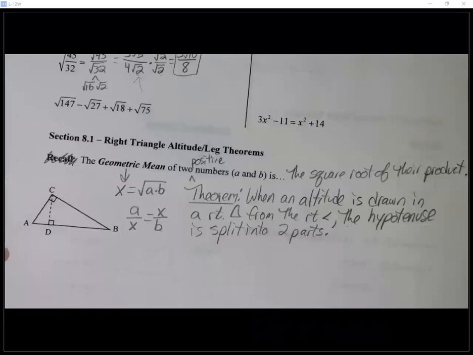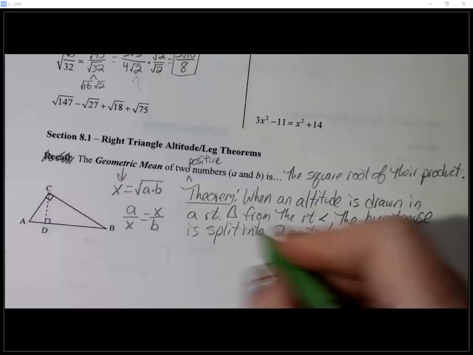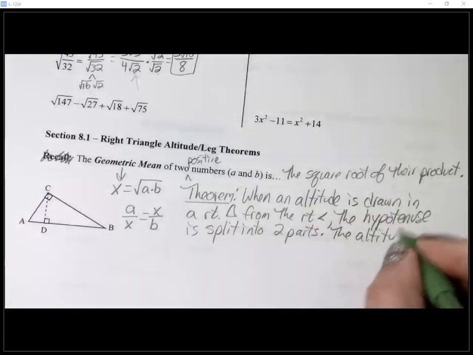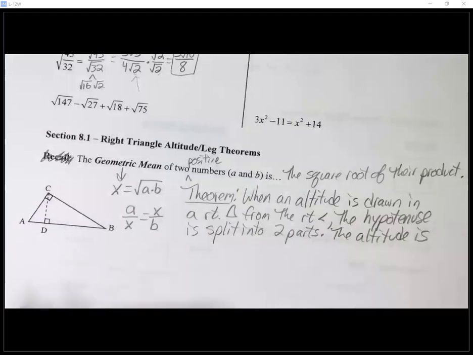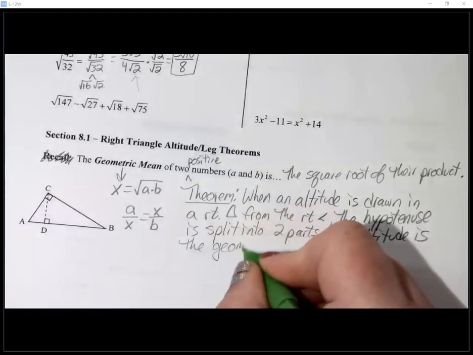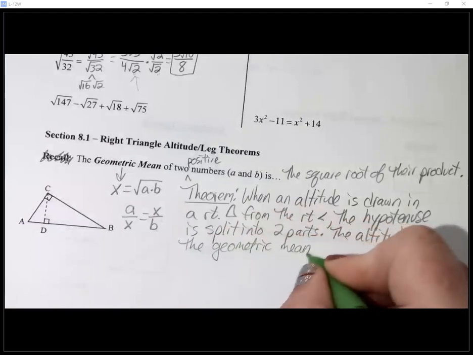Okay, so far are you with me? Right triangle, from the right angle, I drop an altitude. It has broken the hypotenuse into two parts. So here's the weird part. The altitude is the geometric mean of those two parts.